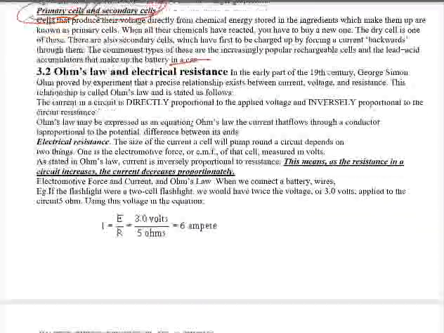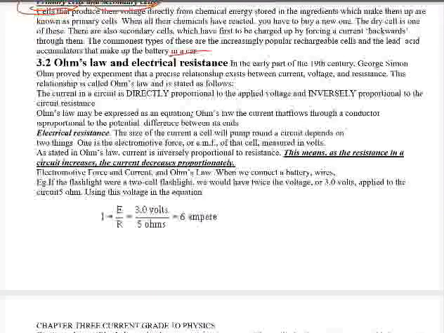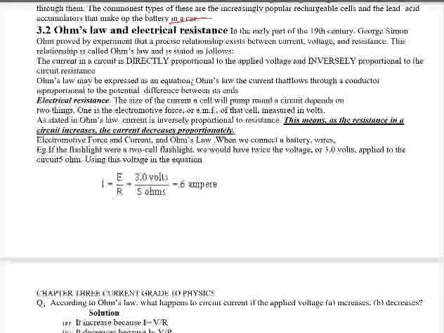Okay, the other thing is Ohm's law and electric resistance. In the early 19th century, Ohm proved experimentally the relationship between current, voltage and resistance: current has a direct relation with voltage and an inverse relation with the resistance.